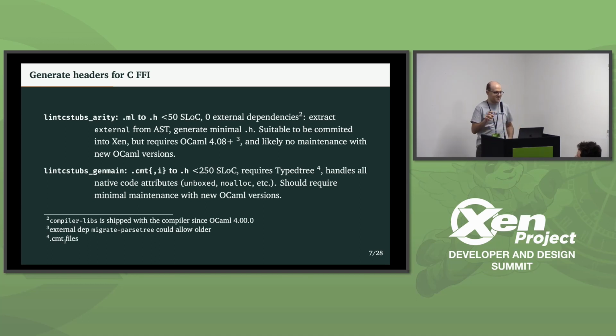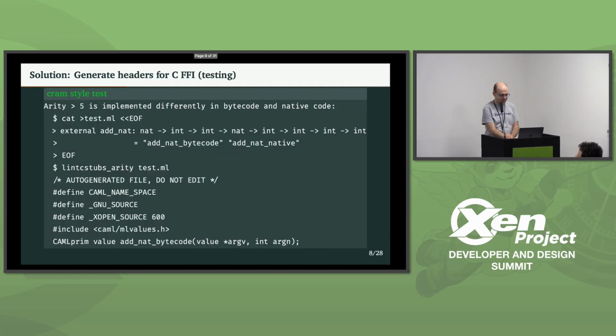Well, it's probably just a few lines of code every time there is a new version of OCaml released. So we'll see how that works out in practice when new versions of OCaml get released. There is also a unit test for this tool. So the tool, I called it lean C stubs arity. Arity is usually how you refer to the number of arguments. There is an example here.